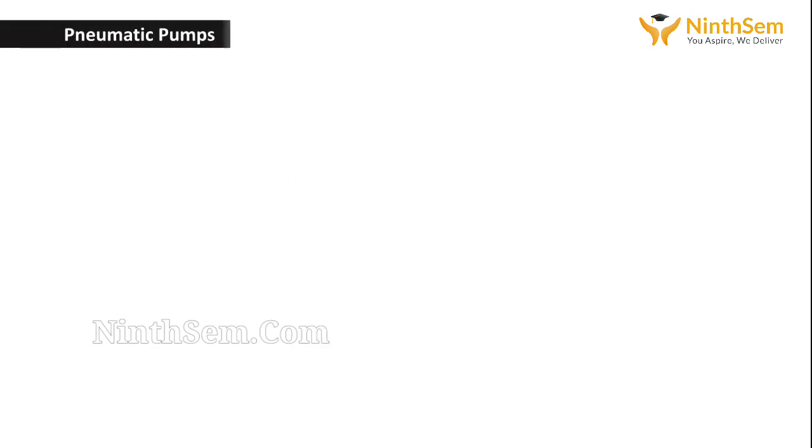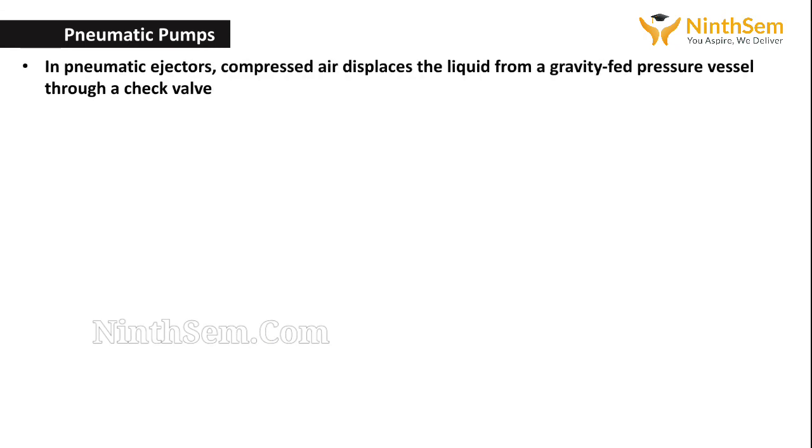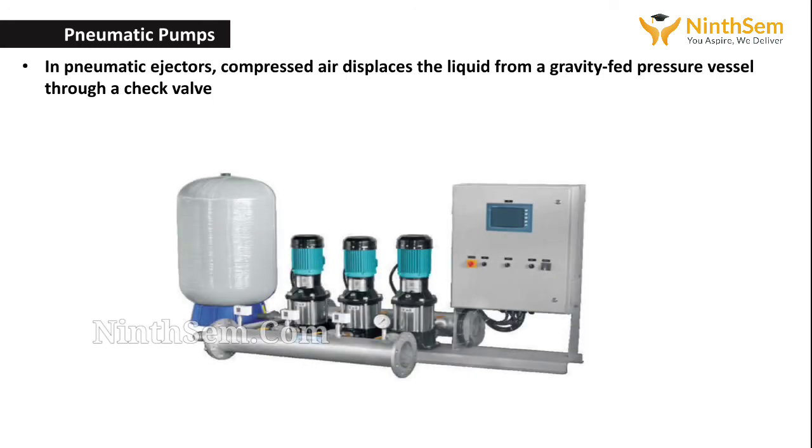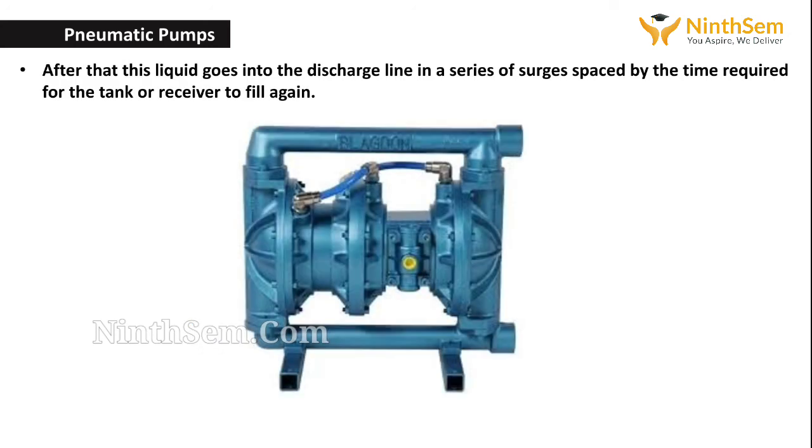Next, come to pneumatic pumps. Compressed air is used to move the liquid in pneumatic pumps. In pneumatic ejectors, compressed air displaces the liquid from a gravity-fed pressure vessel through a check valve into the discharge line in a series of surges spaced by the time required for the tank or receiver to fill again.